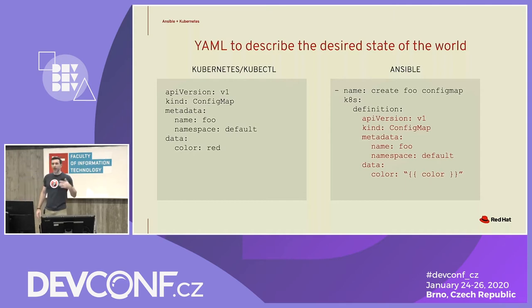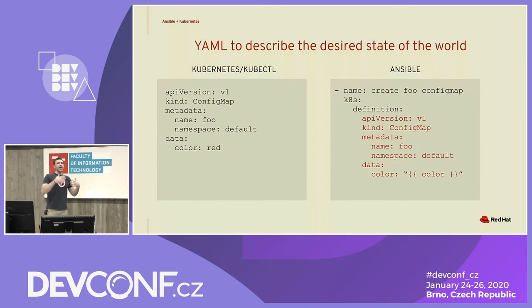Here's an example of what I mean. On the left side, you have a YAML file for creating a configuration map. You can use it with kubectl, for example. On the right, we have an identical Ansible task. And if you look at the part that's in red up there, you'll notice that it's almost identical to what's on the left.